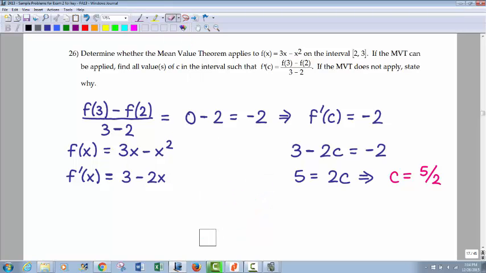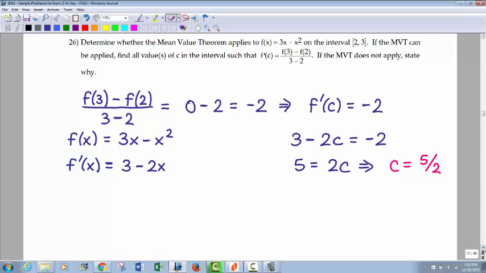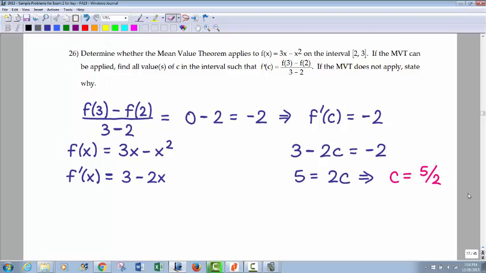Okay. Doesn't matter what you do first. I went in and found that slope. So f of 3: put 3 in here. You get 3 times 3 minus 3 squared. That'll be 0. Of course, 3 minus 2 on the bottom is 1, so that goes away. F of 2: 3 times 2 is 6, minus 4 is 2. There's your 2. 0 minus 2 is negative 2. So we want to find the value c where you set the derivative of the function equal to negative 2.